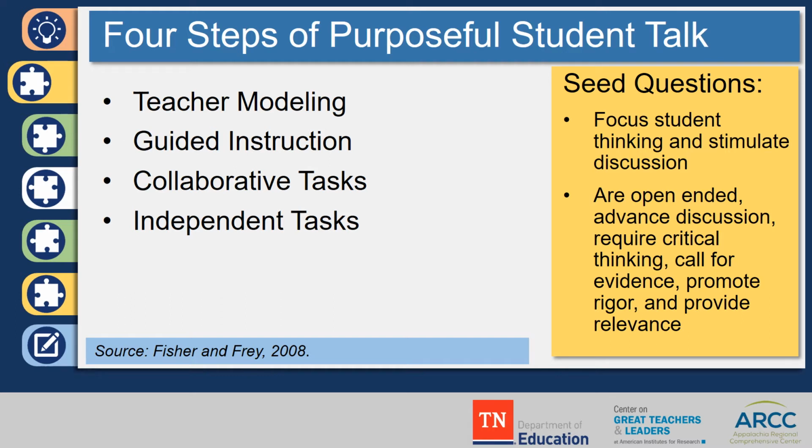When you model, it is important to be explicit, such as letting them know how you use wait time to reflect on others' thinking and how you connect your comments to students. Lastly, a key aspect of the modeling component is the seed question, which is a question used to focus students' thinking and stimulate their discussion. Seed questions are usually open-ended, likely to advance discussion, require critical thinking, call for evidence, promote the rigor of a lesson, and ensure the relevance of a lesson.